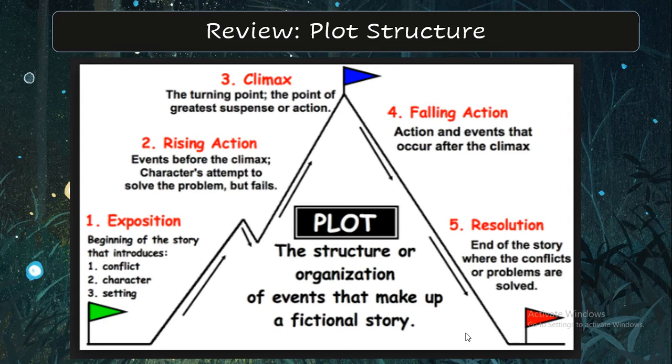And then lastly, you have your resolution. This is the end of the story where your conflict is resolved. So this is where we get our resolution, and it's also where we get our theme. Usually when the problems are solved, because the characters have gone through so many obstacles to get that problem solved, it's going to come with a theme or a lesson learned, something that you can take away from that story. I'll give you about 30 more seconds to wrap up your notes on this slide.